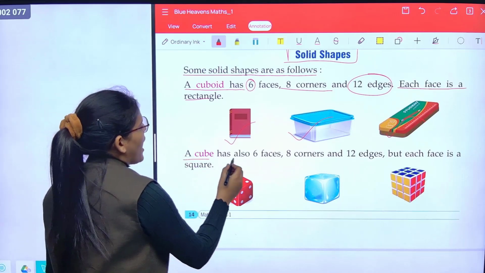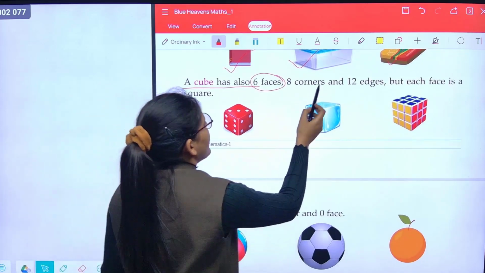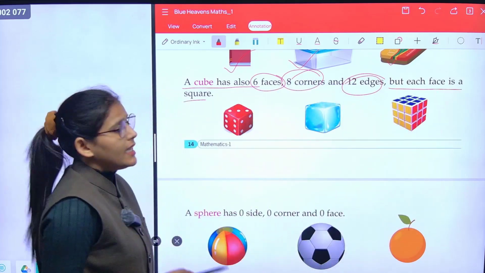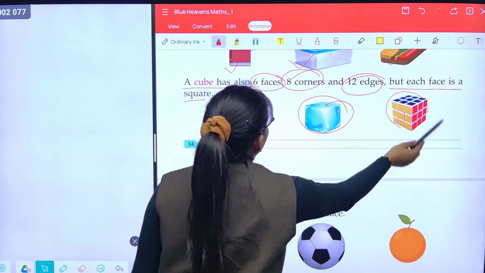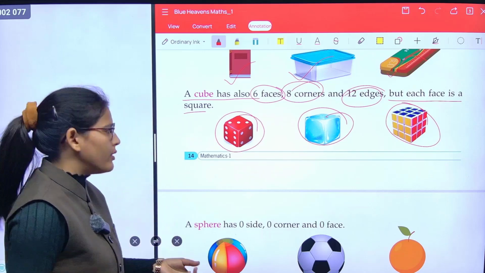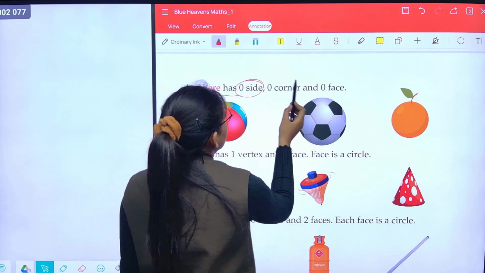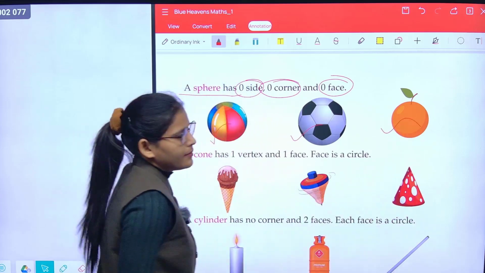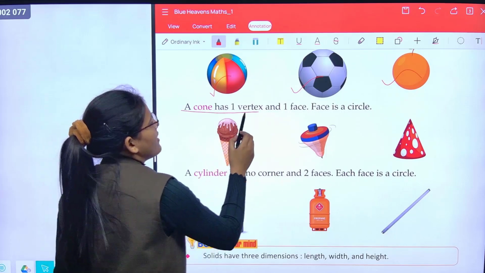Now a cube has also 6 faces, 8 corners and 12 edges, but each face is a square. See, क्यूबॉइड में जो उनका फेस होता है वो रेक्टेंगल होता है, बट क्यूब में क्या होता है? स्क्वायर होता है. Now a sphere has 0 side, 0 corner, 0 face. See example of sphere. Understand?